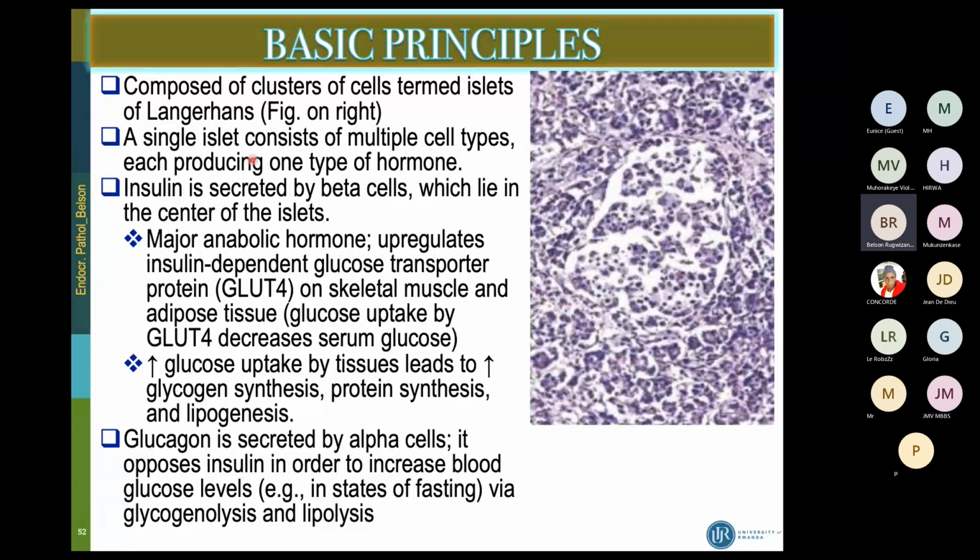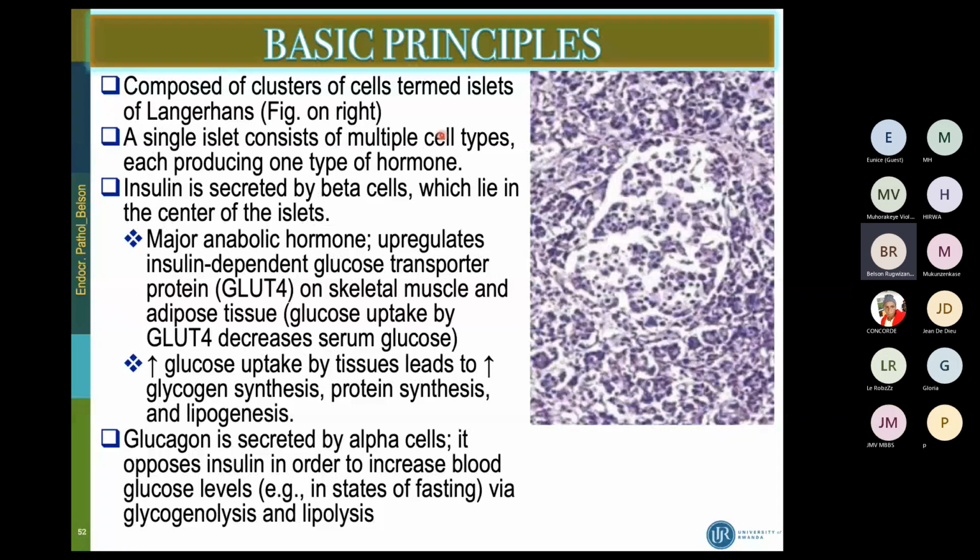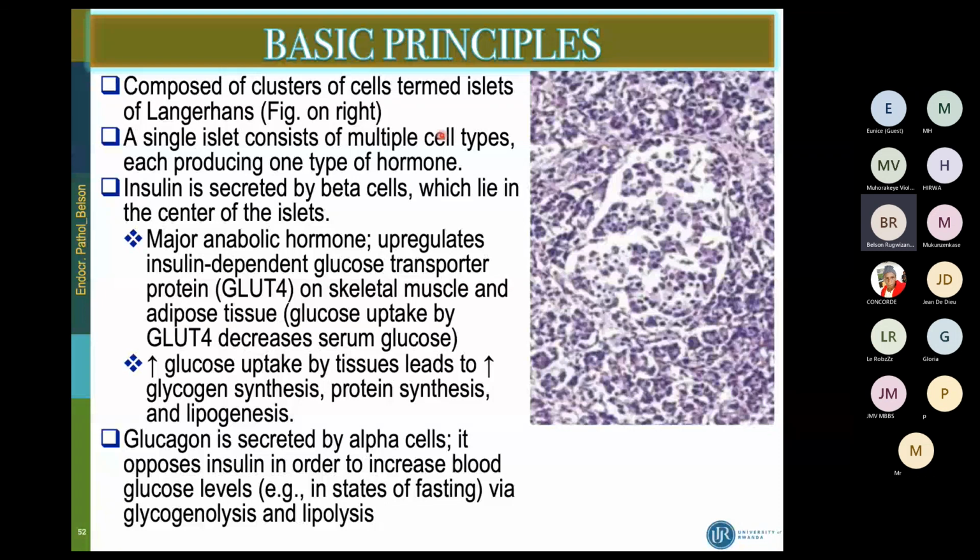So usually a single islet consists of multiple cell types. Ntabwo usanga muri islet imwe harimo wenda cell zikora insulin cyangwa zikora glucagon, ahubwo usanga zose zivanze. So in one islet there are multiple types of endocrine cells. As you know, beta cells produce insulin, while glucagon is produced by alpha cells. We have also delta cells and so on. There's another diagram talking about them.